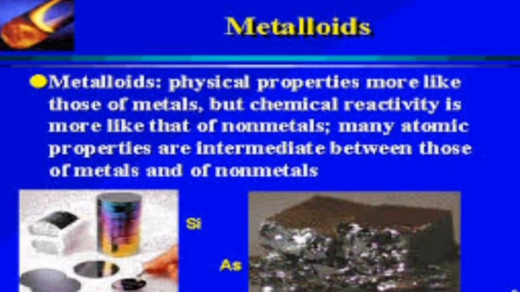Metalloid. Physical properties more like those of metals, but chemical reactivity is more like that of non-metals. Many atomic properties are intermediate between those of metals and of non-metals. Elements classified as metalloids have physical properties of both metals and non-metals. Some are shiny, some are dull, somewhat malleable and ductile. Semiconductors of heat and electricity, they conduct at a lesser level than metals. Example: boron, silicon, arsenic.